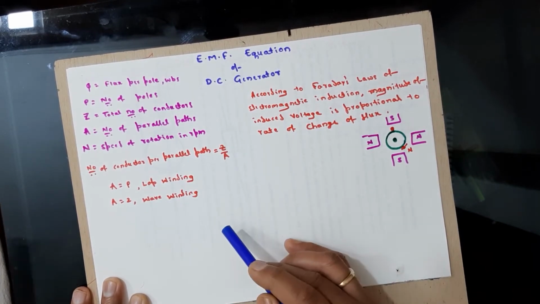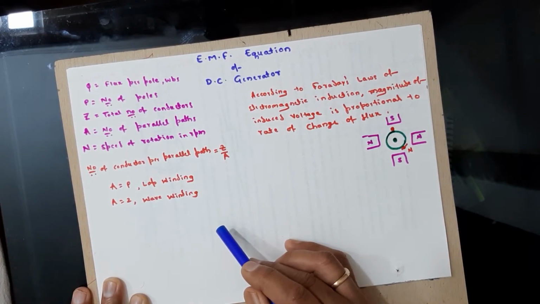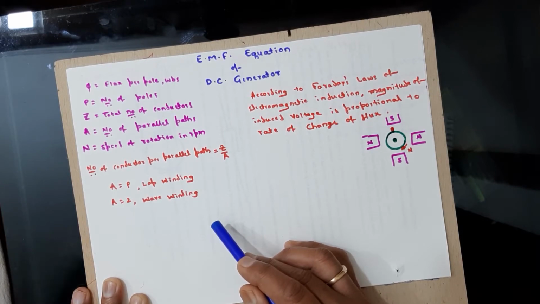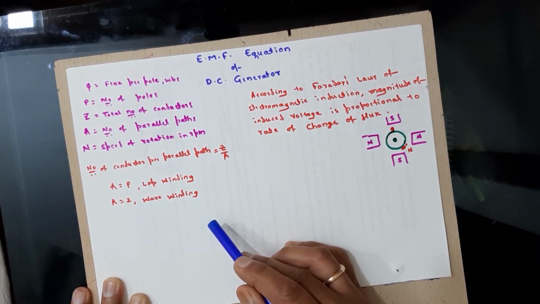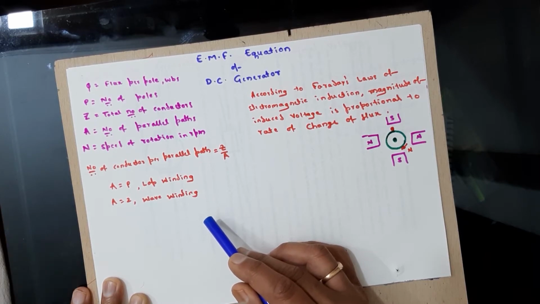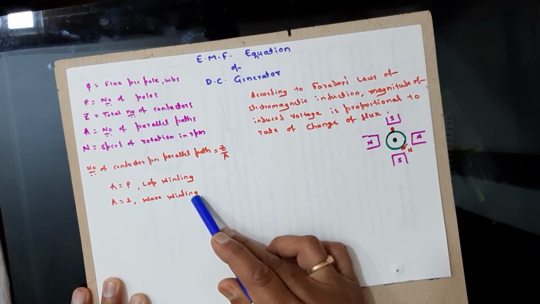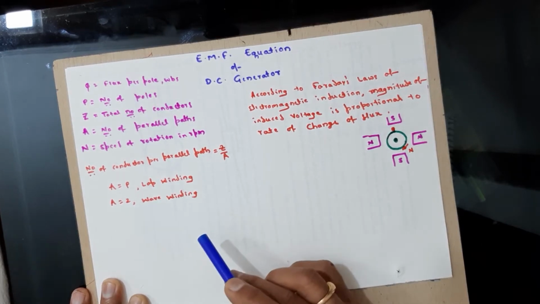For example, if you have 400 conductors and a 4-pole machine, then each parallel path contains 100 conductors. Whereas in the case of wave winding, if you are considering the same example of 400 conductors and 4 poles, then the number of conductors per parallel path is equal to 200, irrespective of the number of poles.